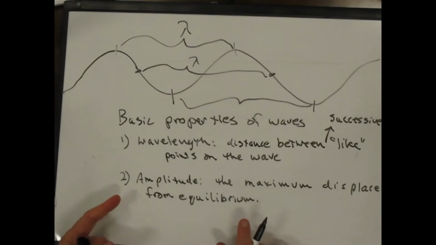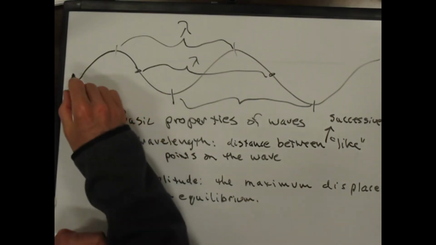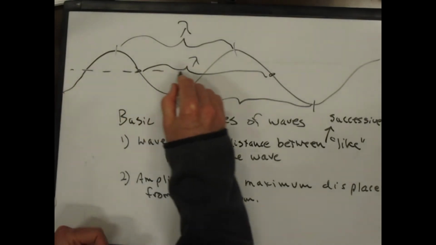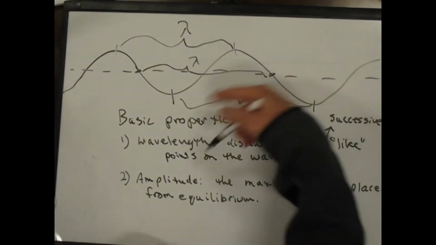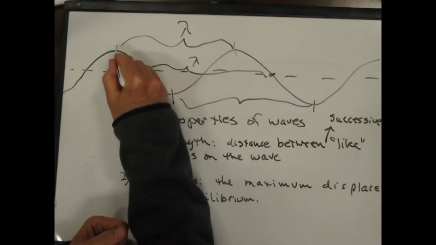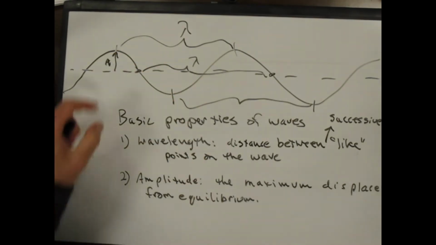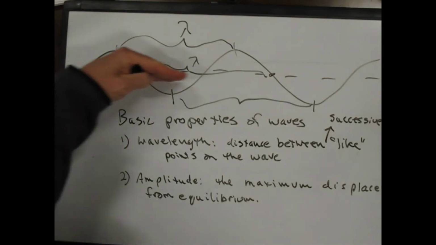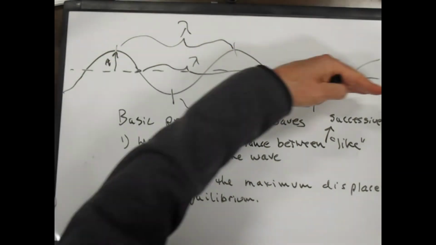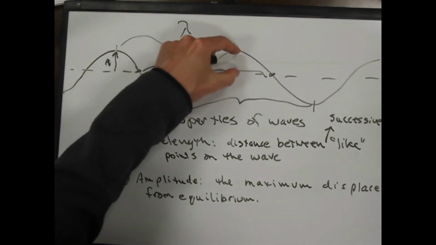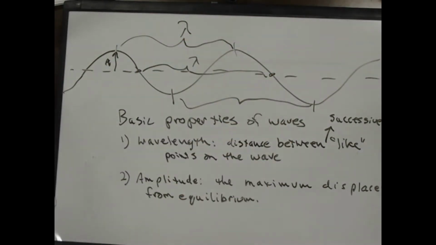The amplitude is just the maximum displacement from equilibrium. So if this is, say, a water wave that's traveling along the water, or maybe a wave on a rope, this would be the amplitude. It's the maximum displacement. The equilibrium position is halfway down the middle, and the maximum distance from equilibrium is called the amplitude.